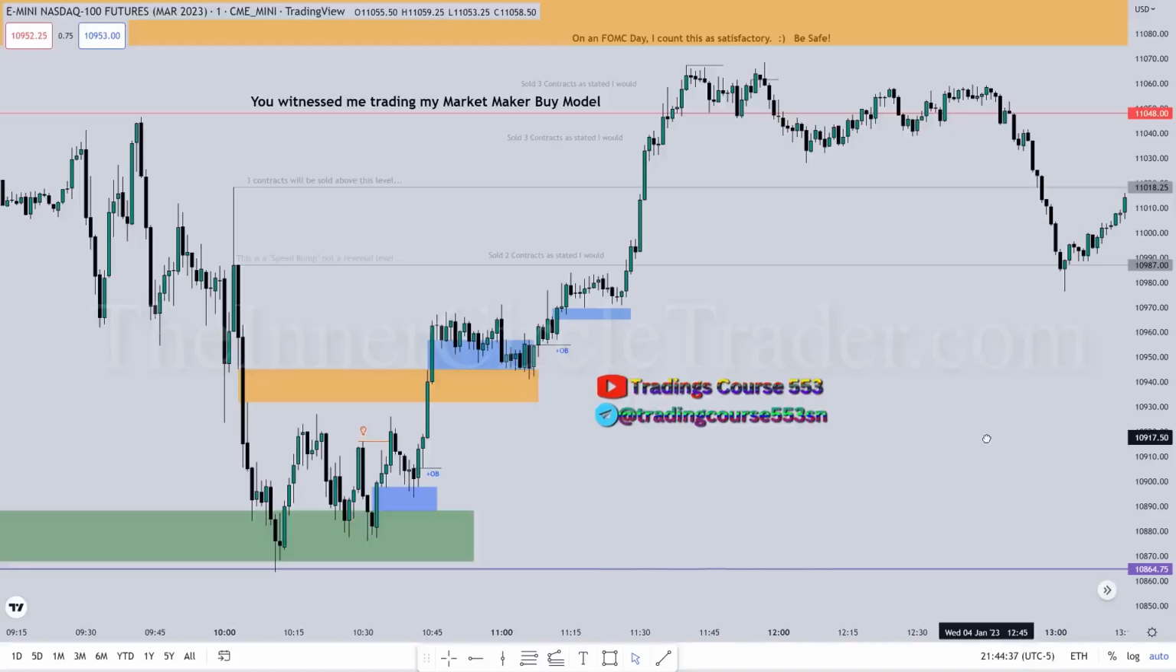So that's the overall markup and just the short and skinny of it. Now I want to go into the actual replay and management of the trade and how I did everything and why I did it when it happened. Okay, and let's do that now.